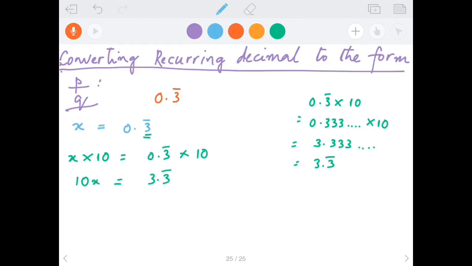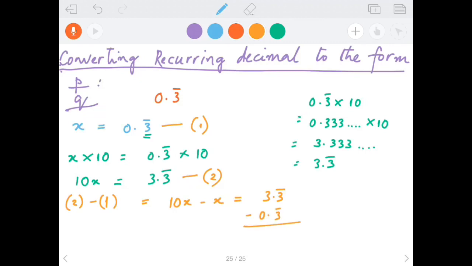There you go. Now I'm going to call that equation 1 and this equation 2, and all I'm going to do is subtract both the equations. So I'm going to do 2 minus 1. First you'll have to do 10x minus 1x. You always have to subtract the LHS and then put the RHS together. You're going to do 3.3 minus 0.3. Subtract them. You notice that everything after the decimal point is 3 bar, so that gets cancelled out, leaving behind 3. So you get 9x is equal to 3, and x becomes equal to 3 by 9, which is equal to 1 by 3.